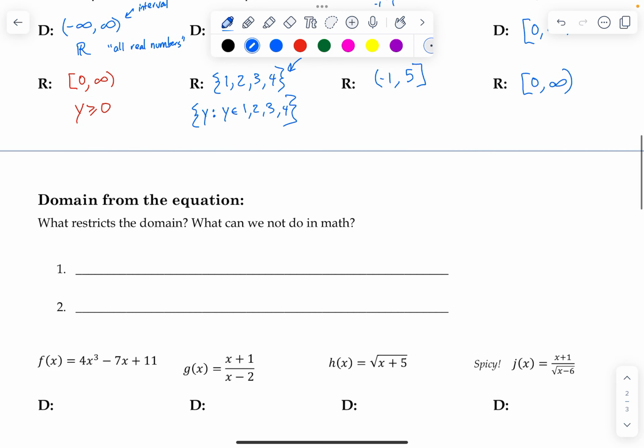Okay, domain. Sometimes I'll give you an equation and ask you for the domain. There are two things that will tell us our restrictions to our domain. One of them is, what can we not do in math? We can't divide by 0.